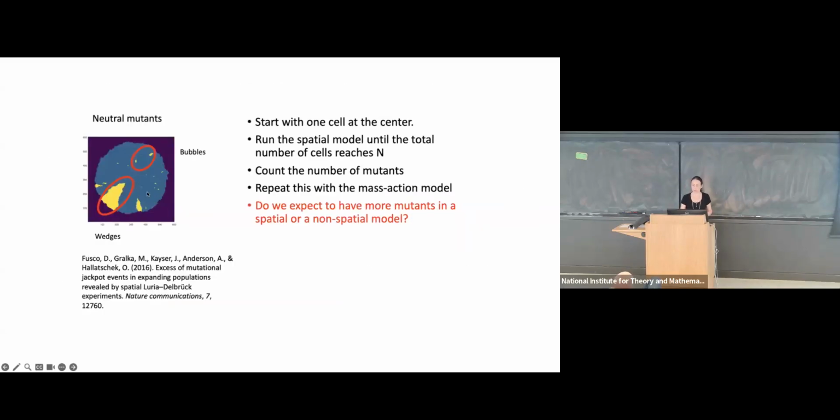So we start with one cell in the middle, and we let it grow out, and we color mutants yellow, and we watch them grow. The first publication about this was by Hallatschek and group in 2016. They found some very interesting patterns. The question they asked is, do we expect to have more or fewer mutants in a spatially growing colony like this, compared to a colony that grows exponentially without any space, just mass action?